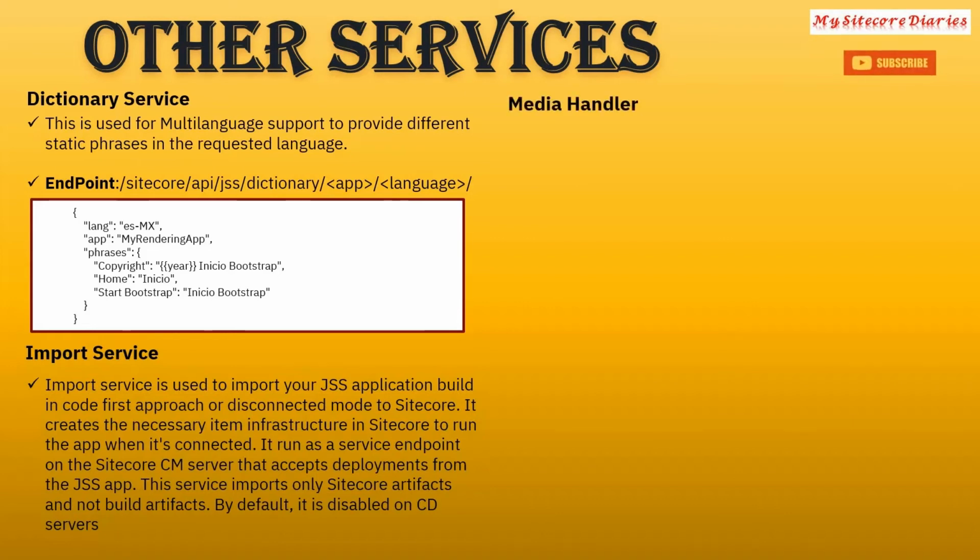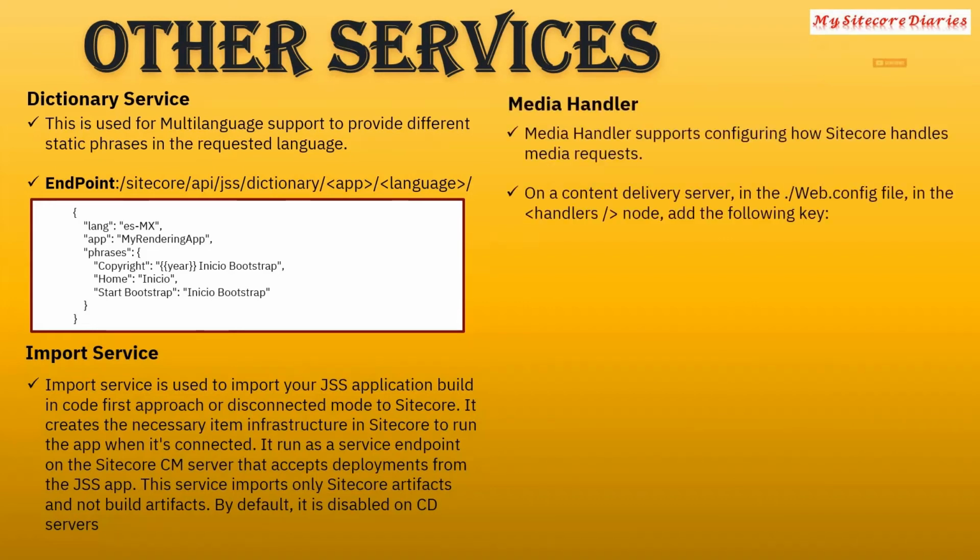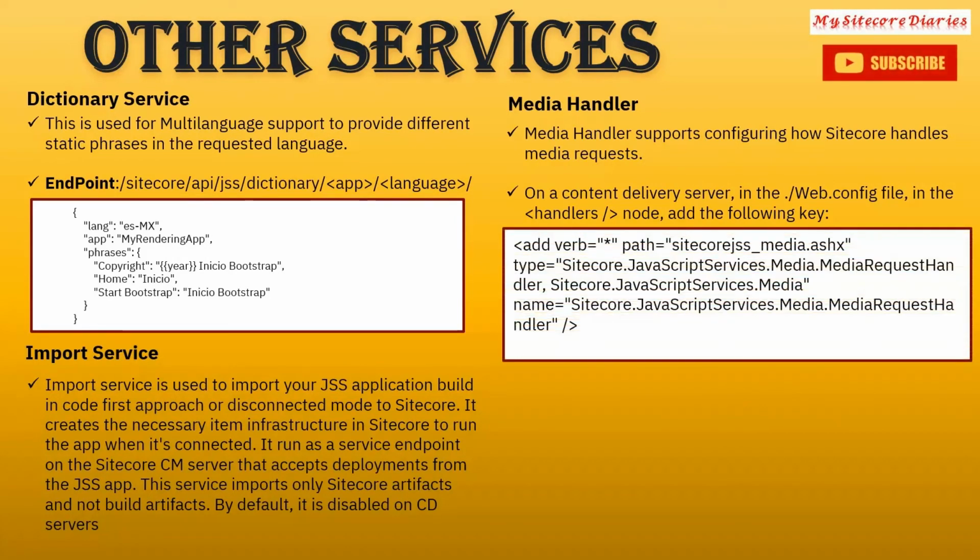So next one is the media handler. As the name suggests, it handles the media. The media handler supports configuring how Sitecore handles the media request on the content delivery server. In the web.config in the handler node, you can add the configuration in case you have not deployed your application using the Sitecore JSS module, the Sitecore Headless module. If you install with the Sitecore JSS module, it will automatically get added. There are other things also. You can whitelist the parameters which are used, like height and width also. Okay, so this is the media handler which is handling the media.